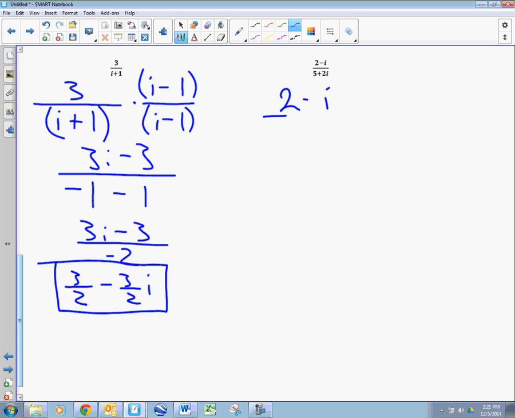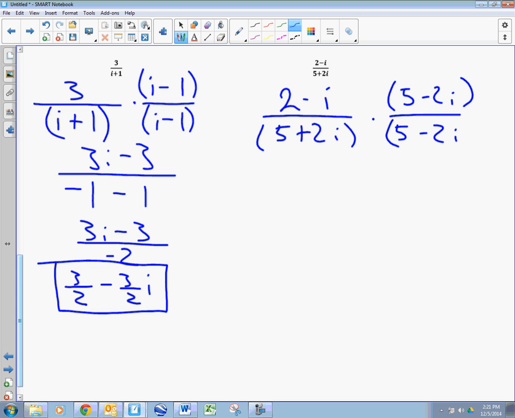And finally, the last one. Again, we multiply by the conjugate. What's the conjugate? This time we have to FOIL the top and the bottom. Top, 2 times 5. 2 times negative 2i, negative 4i. Negative i times 5.